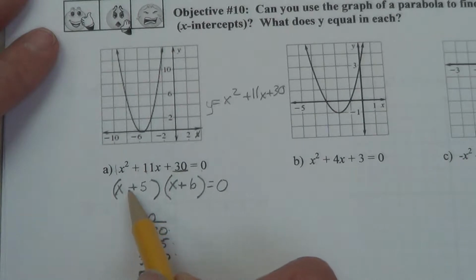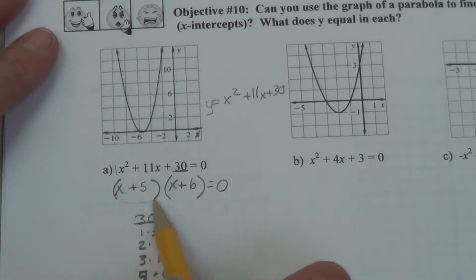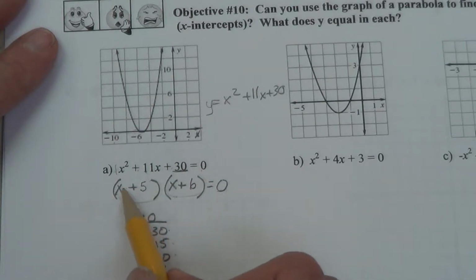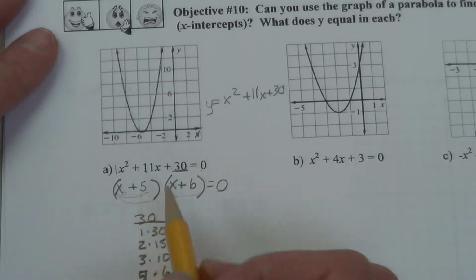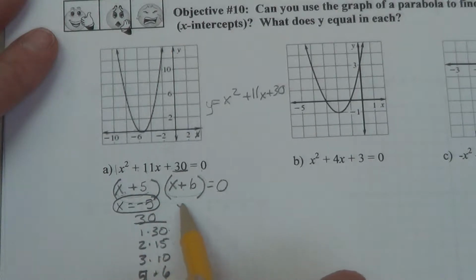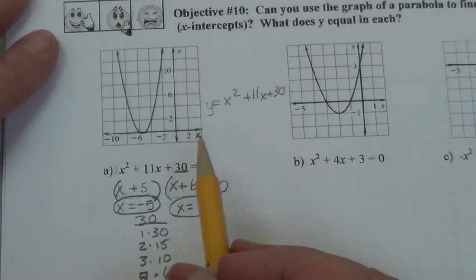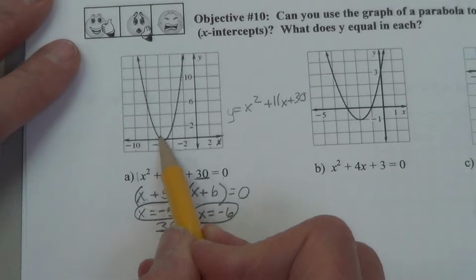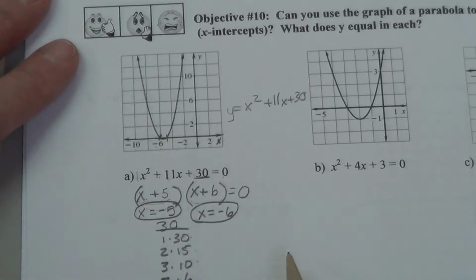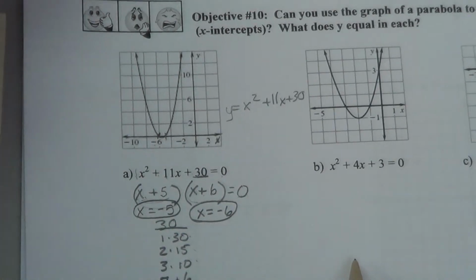So what I'm saying is when this equals 0 or this equals 0, then the whole thing is crossing the x-axis, or the whole thing is equal to 0. So what value would cause this to be 0? Well, that would be at -5. What would cause this to be 0? That would be when x is at -6. So we come up to the graph and we see those are the points that we're seeing right there, -6 and -5. Two ways to see that.